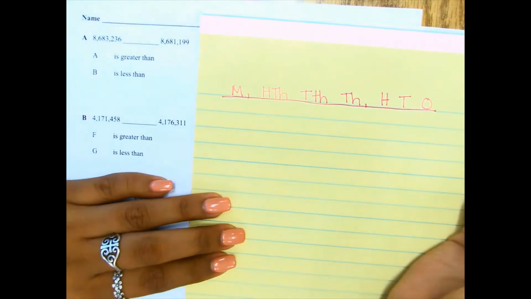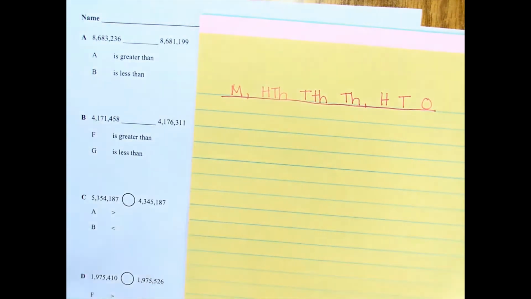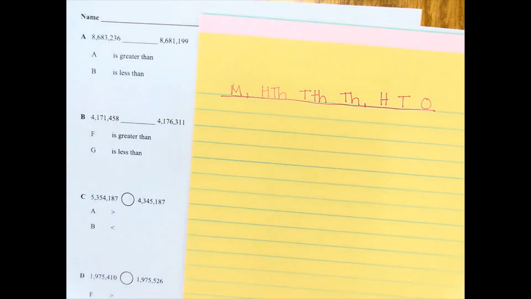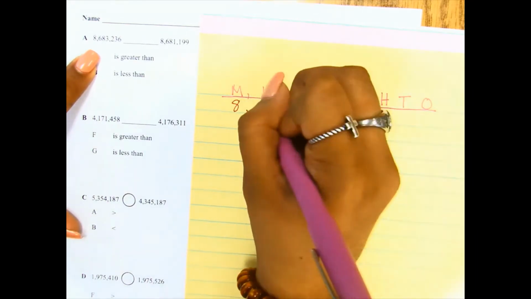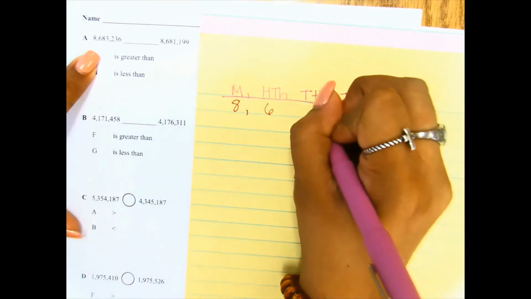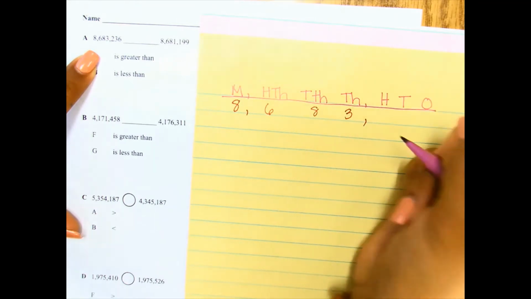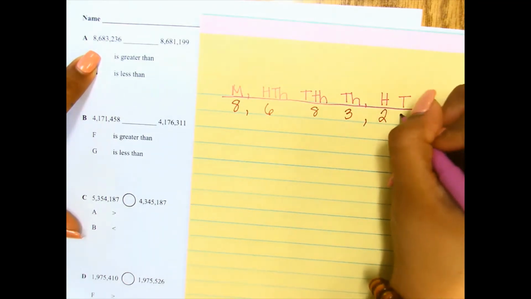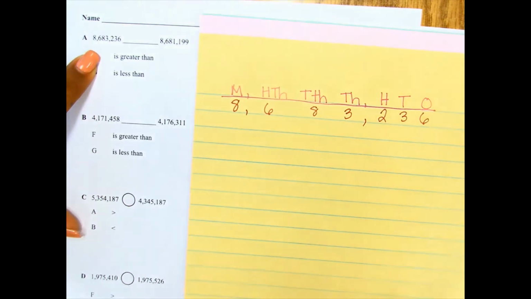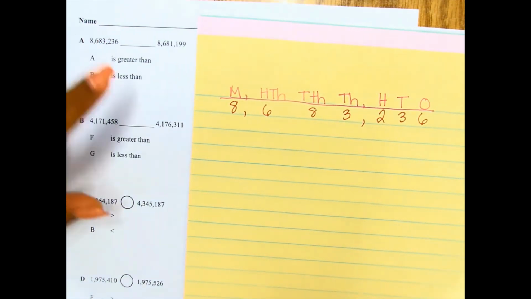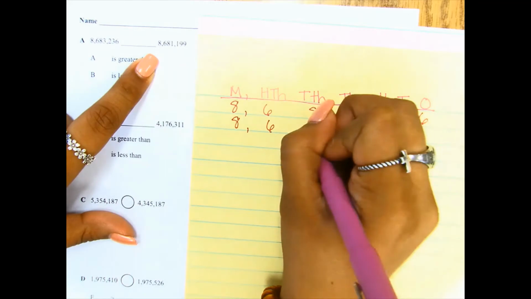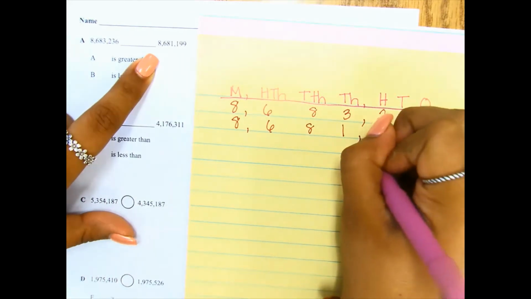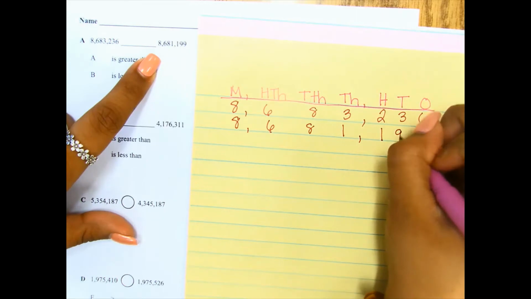And we are comparing two numbers. So now I'm going to write those two numbers one on top of the other so it can help me visualize. So my first number is 8,683,236. That is my first number. Now my next one, 8,681,199.